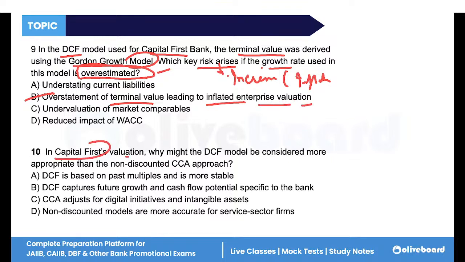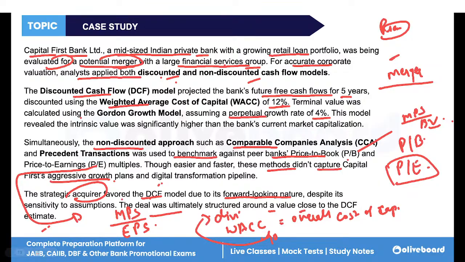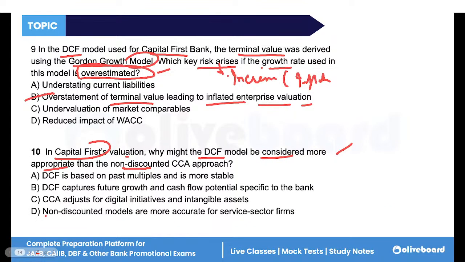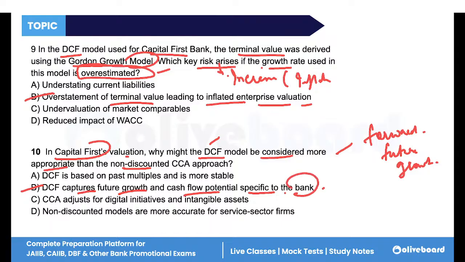In the Capital First valuation, why might the DCF model be considered more appropriate than non-discounting? At last, the company favored the DCF approach. Why did the company favor the DCF approach? Because it is a forward-looking approach. It takes into consideration the future growth. So that is why the company adopted DCF. DCF captures future growth and cash flow potential specific to the bank.